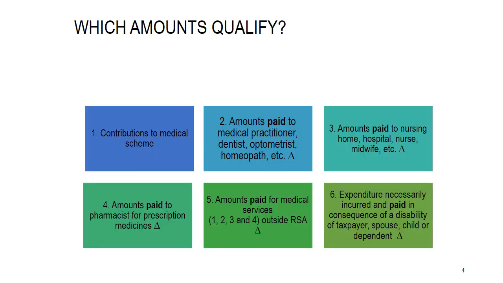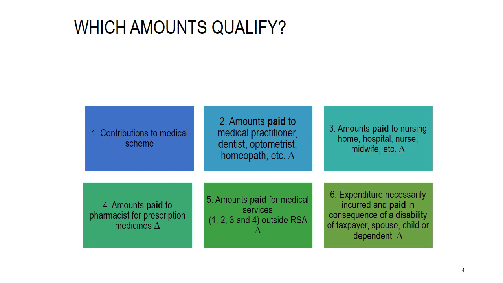So in terms of section 6B, which amounts qualify? Firstly, contributions to the medical scheme. So we are going to take our contributions to our medical scheme into account for purposes of section 6B. We did not do it for section 6A, because 6A has got fixed monthly amounts. Then, if you have a look at this list, amounts paid to a medical practitioner, a dentist, an optometrist, amounts paid to a nursing home, a hospital, a midwife, amounts paid to a pharmacist for prescription medicines.